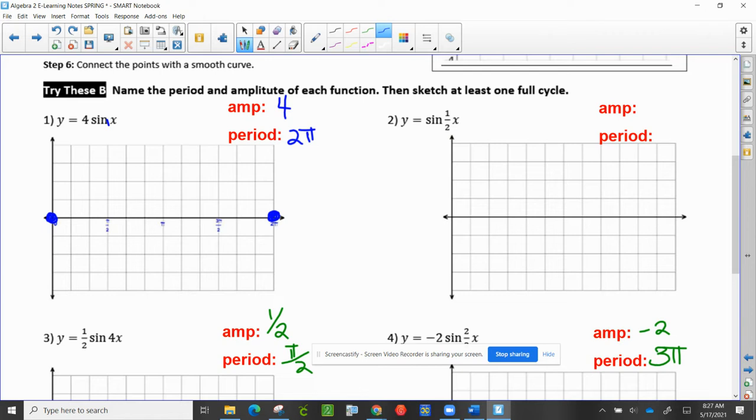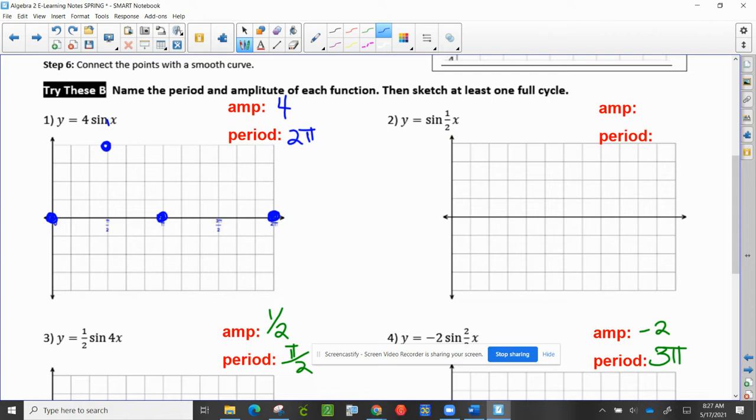And then it's just about finding halfway points from there. Okay. So halfway between 0 and 2 pi would be 1 pi. The halfway point between 0 and 1 pi would be pi over 2, a half. So that's where we put our amplitude. So let's count 1, 2, 3, 4.